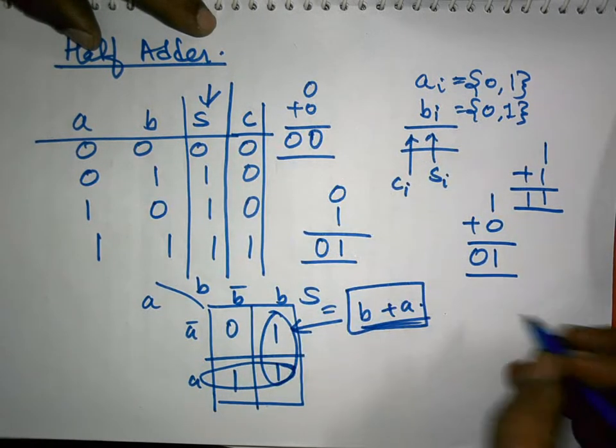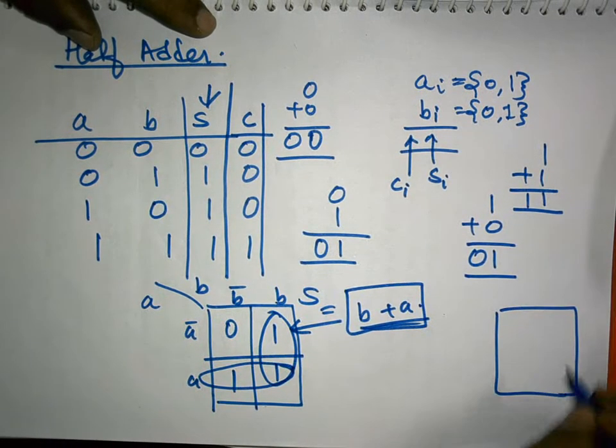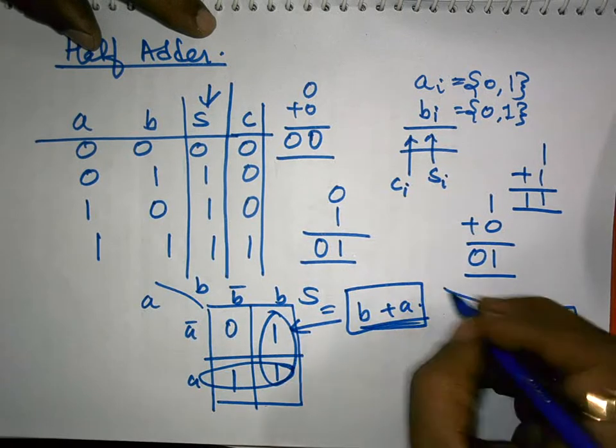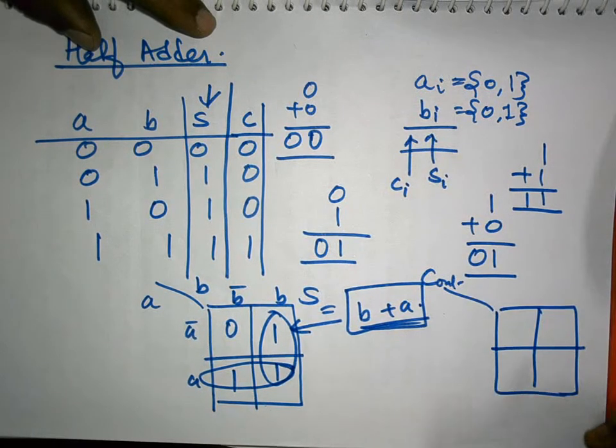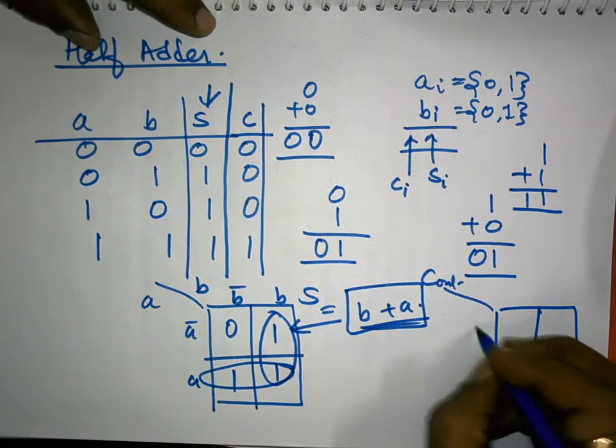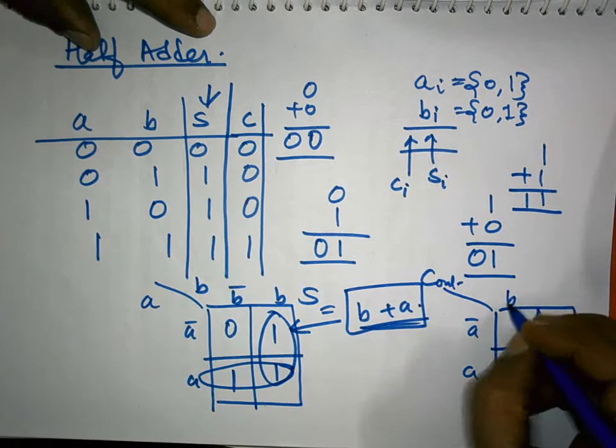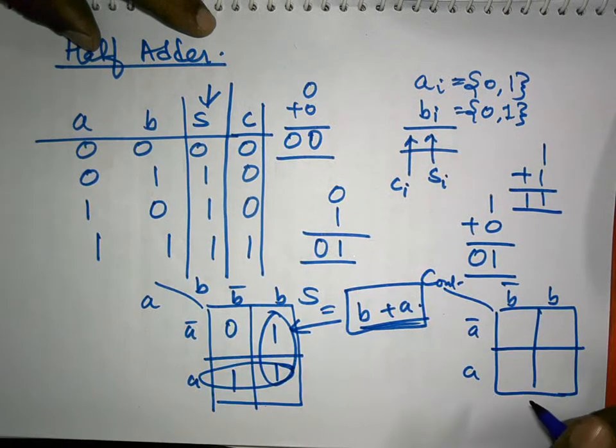Now, what about the carry? If you look at the designing of carry out, this is A bar and A, and B bar and B. Where is there a 1? In the AB cell, this is 1.